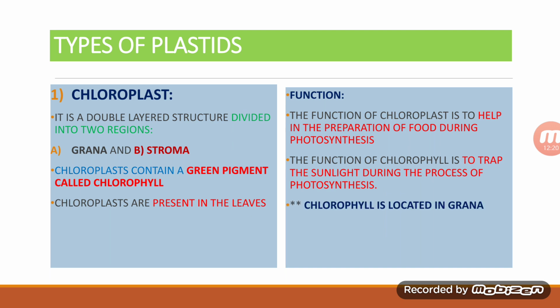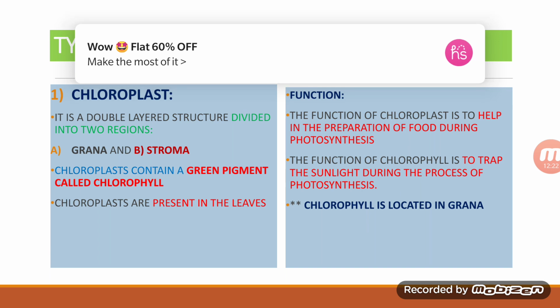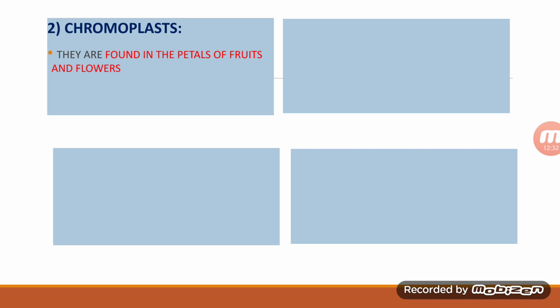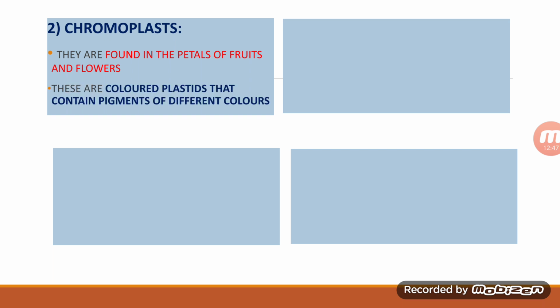Chlorophyll, where is it located then? If I ask you to locate the presence of chlorophyll inside the chloroplast, then you have to answer it as grana. Now chromoplast. Chromoplasts are cell organelles found in the petals of fruits and flowers. Sorry, it has to be petals of flowers and fruits.